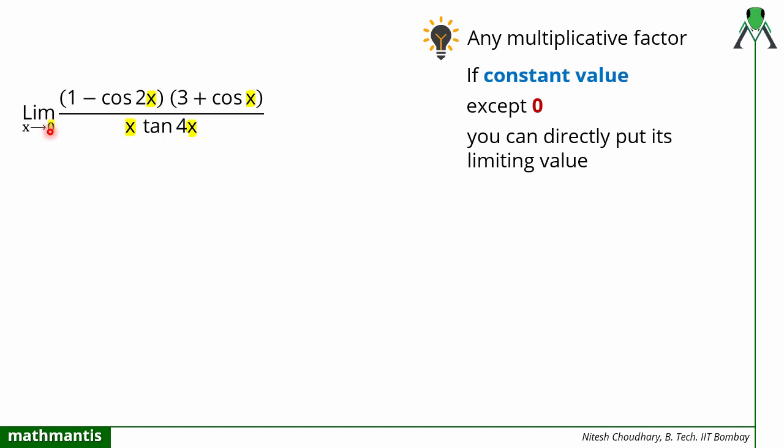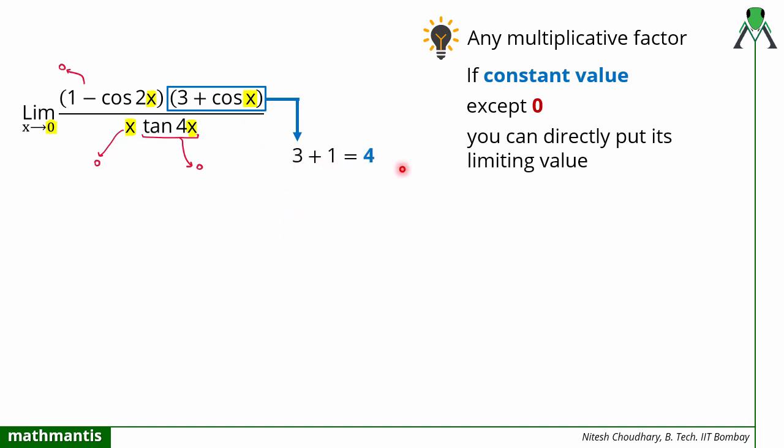So if I put the value of x equal to 0, I see this value is approaching 0. Tan of 0 is also approaching 0. This will become 1 minus cos of 0, that is 1 minus 1. This is also approaching 0. So except this factor, that is 3 plus cos x, all the remaining factors are approaching 0. But this factor is a constant value, that is 3 plus cos 0, that is 3 plus 1. So we can directly put its value as 4.